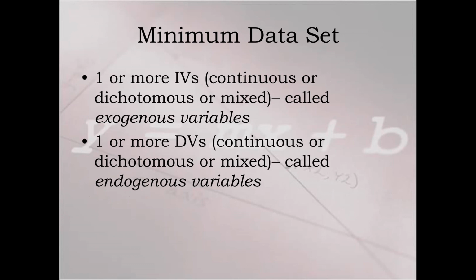The minimum data set that you need in order to run a path analysis is one IV. Of course, we can use more. Also, they can be any kind of IV. So you can have continuous IVs, dichotomous IVs, or a mix of continuous and dichotomous all in your model.